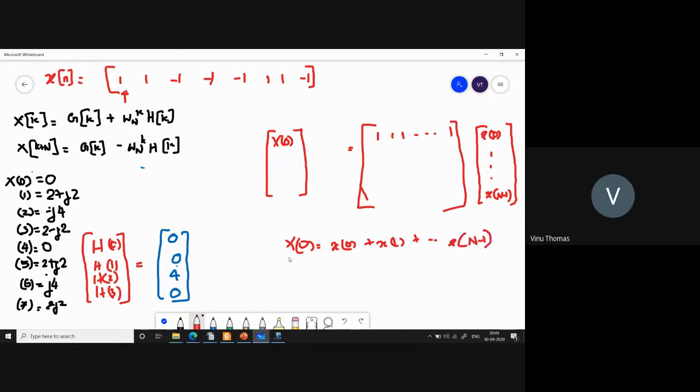So the first sample, capital X of 0, indicates the DC component of x of n, because 0 represents 0 hertz. 0 hertz is the DC component. So the DC component of the signal is found by adding all the samples of the signal, right? Is that understood? And let us write down what is x of n by 2.